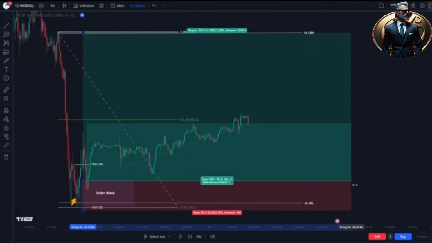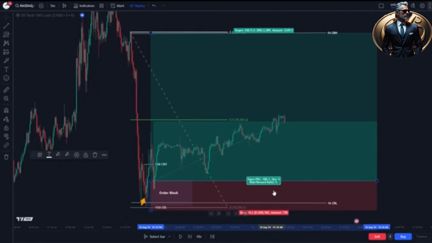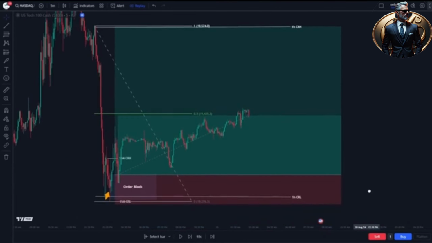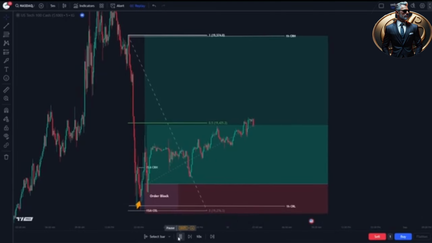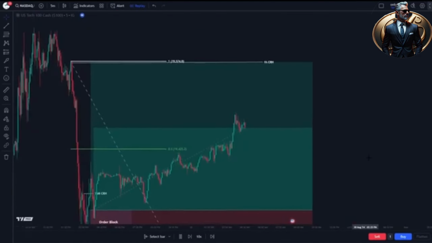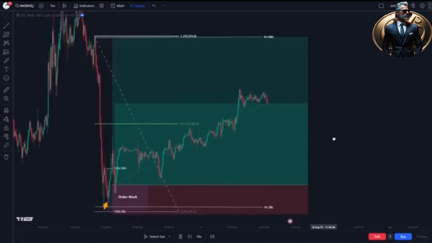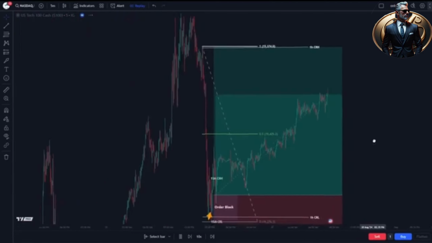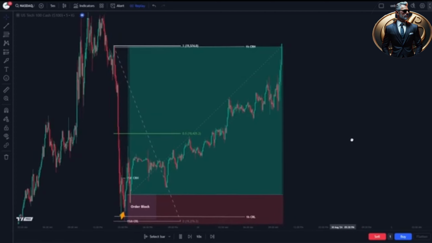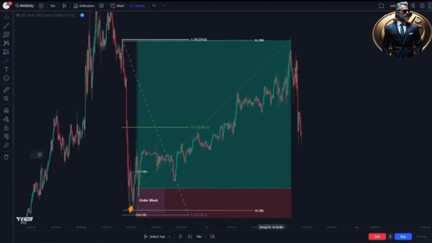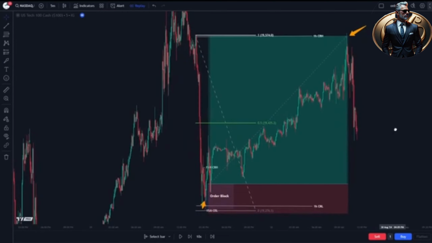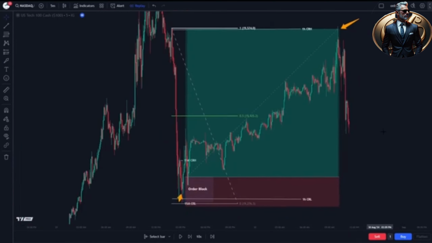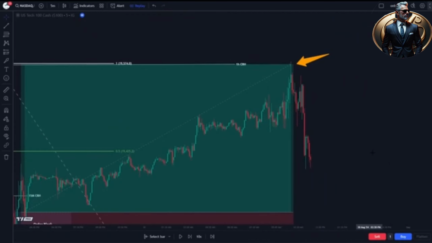The first take profit is hit as the price reaches the midpoint of the range. Eventually, the price hits the second profit target at the highest point of the 1-hour timeframe's 2 p.m. candle range, and the trade plays out successfully. Now, let's move on to the next example.